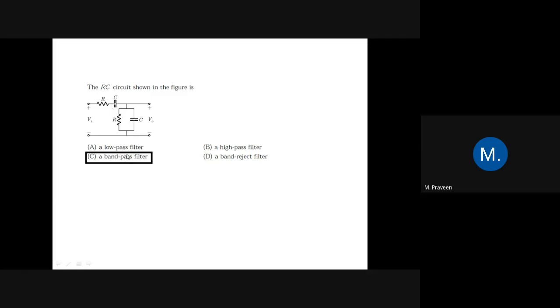This is the second method. In the third method, we have to consider V naught and VI as in DC. So at omega equal to 0, what will happen to the capacitor? At omega equal to infinity, what will happen to the capacitor? And what is V naught by VI? From the response also we can write the answer.